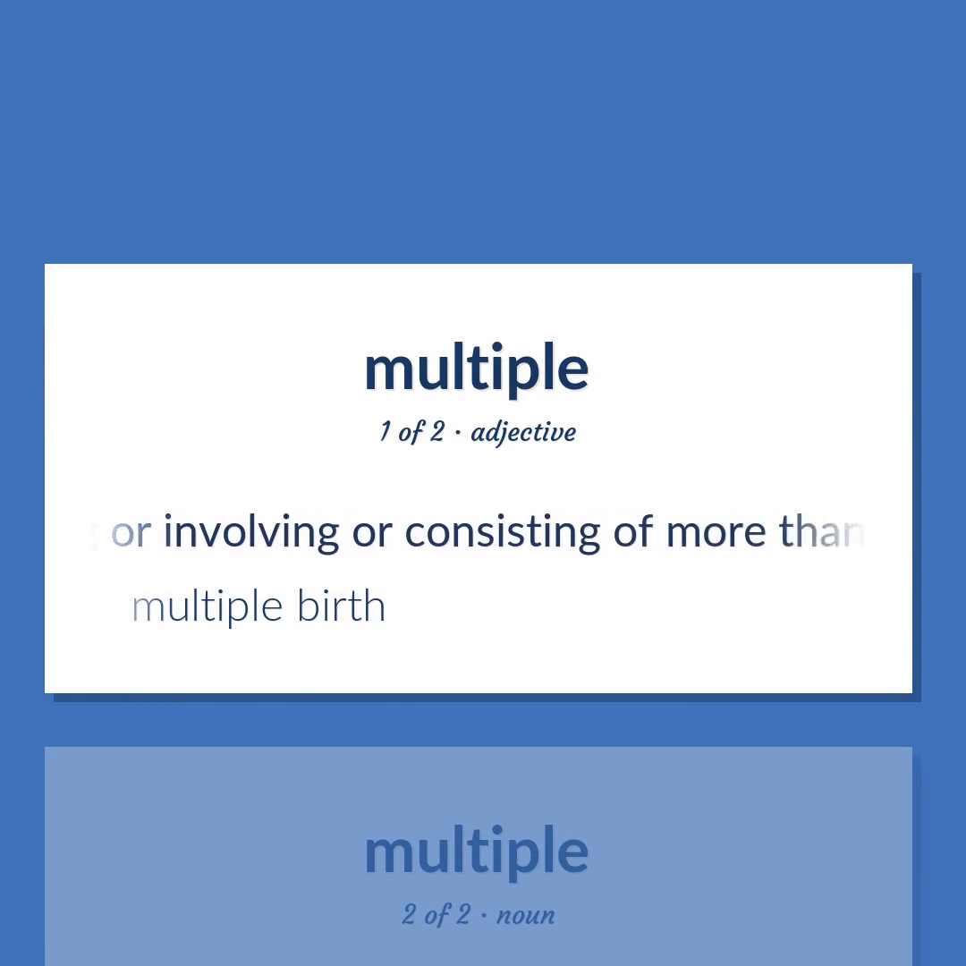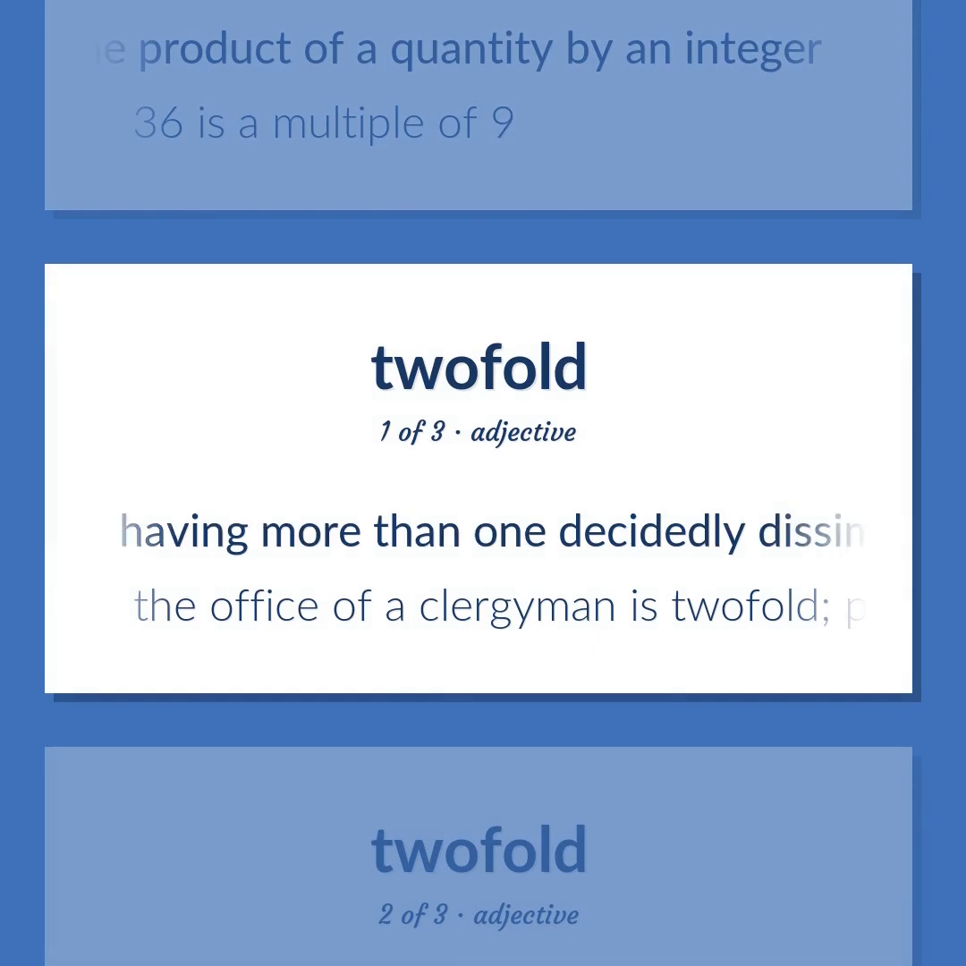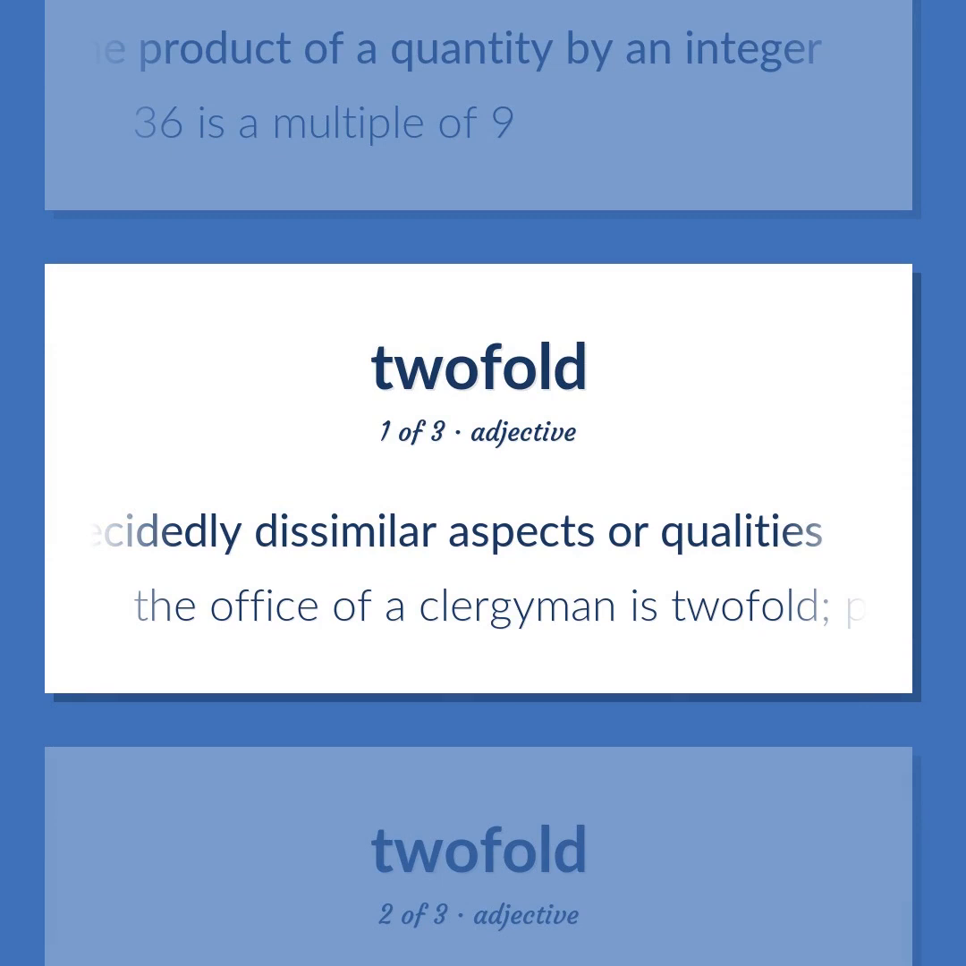Having or involving or consisting of more than one part or entity or individual. Multiple birth. The product of a quantity by an integer. 36 is a multiple of 9. Having more than one decidedly dissimilar aspects or qualities. The office of a clergyman is twofold: public preaching and private influence.